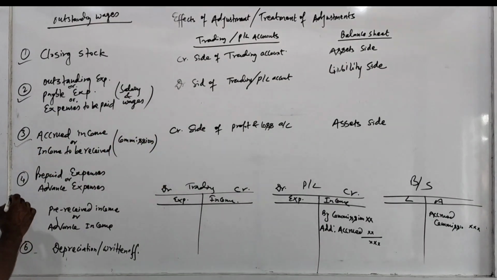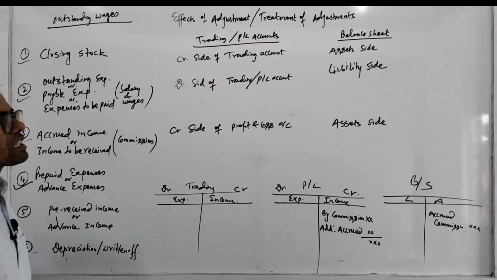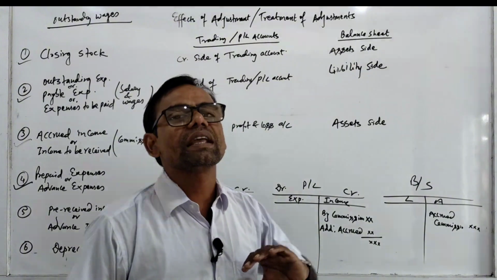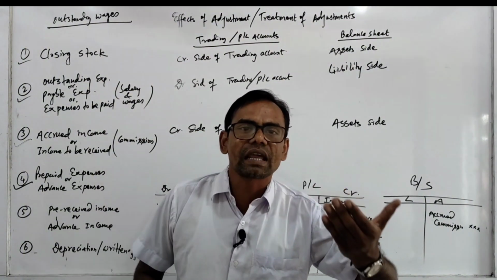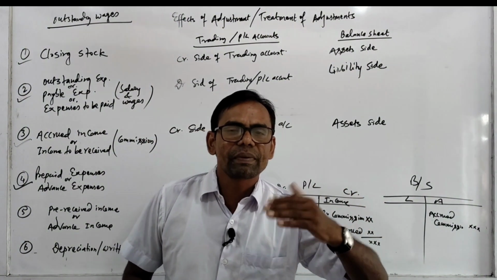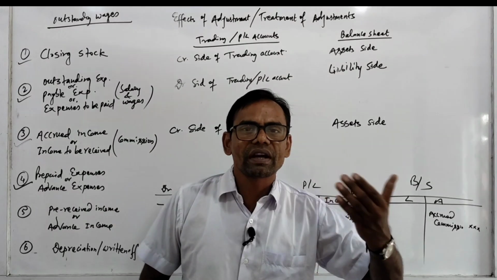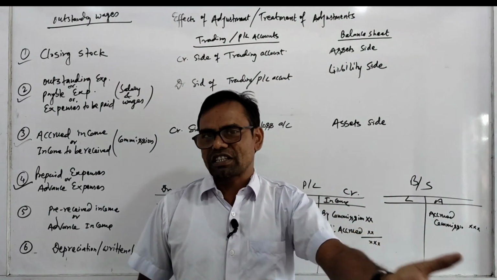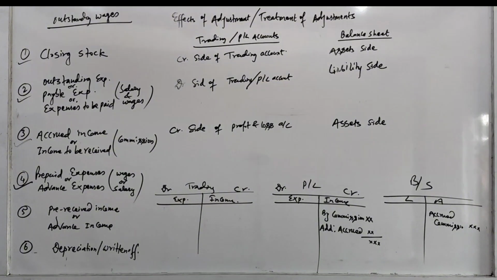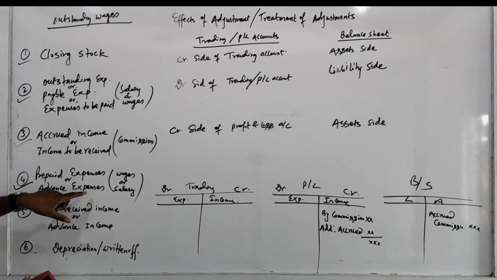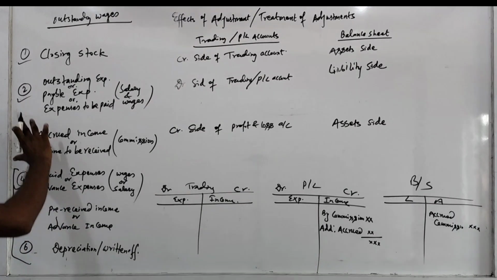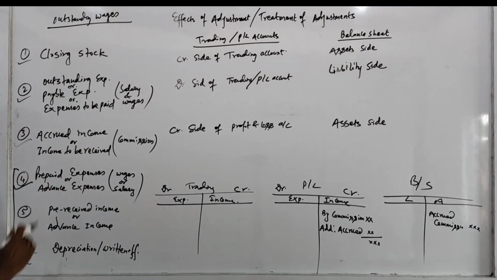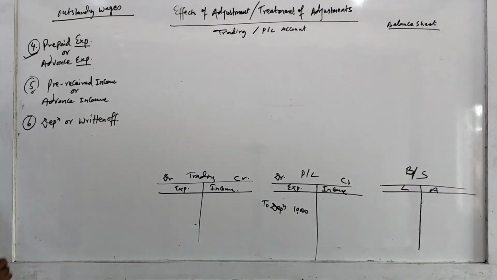Similarly, next point is prepaid expenses. Prepaid expenses, it means prepaid salary, prepaid wages, prepaid rent, prepaid any item of expenditures. How do you treat this prepaid? I don't have place, therefore I am going to write these three items. I am going to write here.